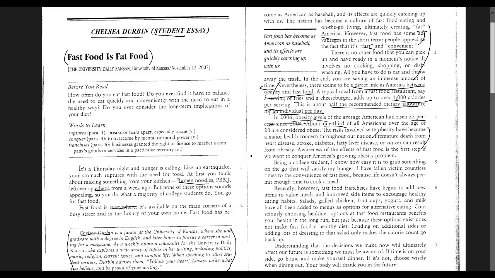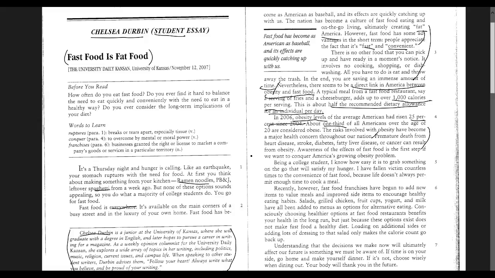to cook a meal. Recently, however, fast food franchises have begun to add new items to value meals and improved side items to encourage healthy eating habits. Salads, grilled chicken, fruit cups, yogurt, and milk have all been added to the menus as options for alternative eating. Consciously choosing healthier options at fast food restaurants benefits your health in the long run, but just because these options exist does not make fast food a healthy diet. Loading on additional sides or adding lots of dressing to that salad only makes the calorie count go back up.